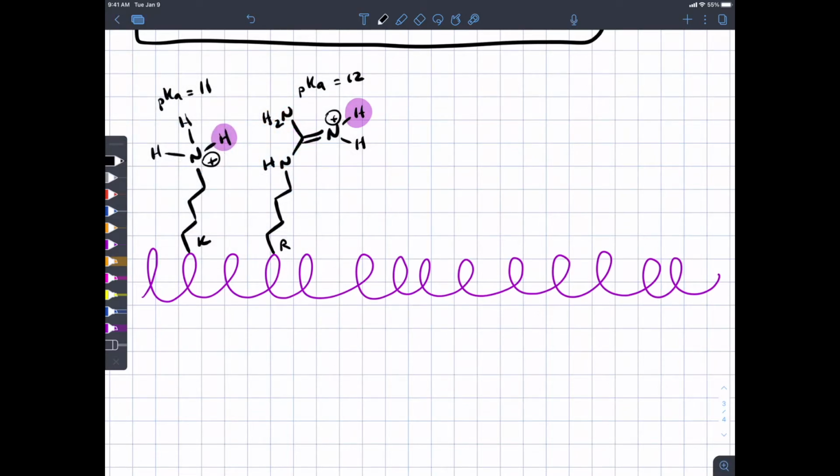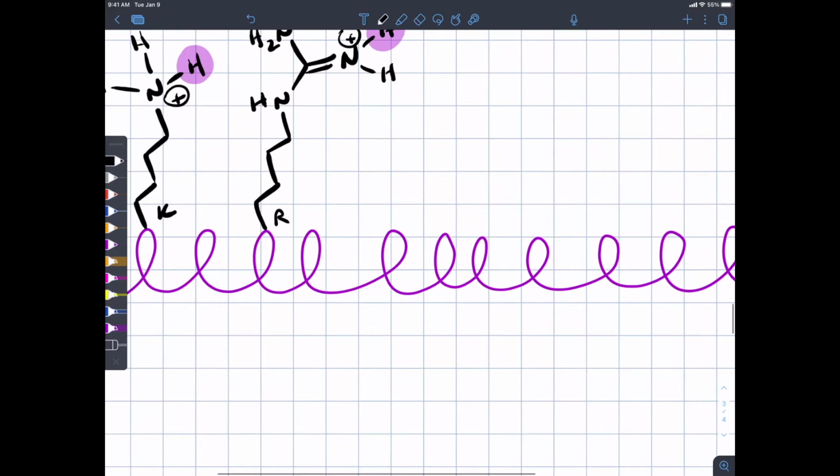I'm only writing the R because that allows me to tell my favorite amino acid joke, which is, what is a pirate's favorite amino acid? Arginine. Yeah. Nah. Charity chuckles are appreciated, but actually groans are okay too.